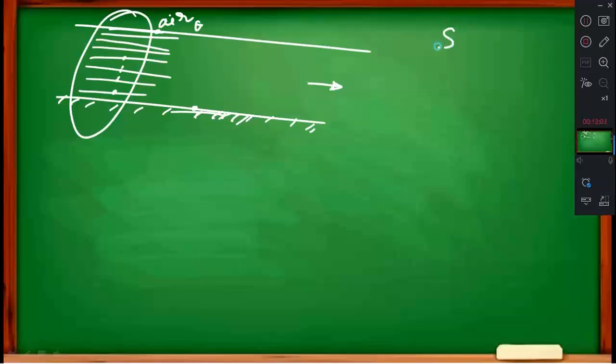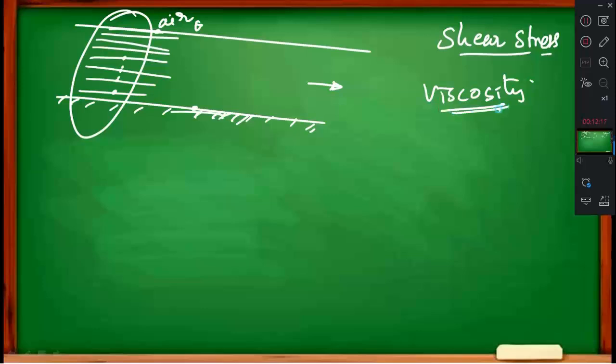That friction we sometimes call shear stress inside the fluid, or sometimes viscosity. When we call it viscosity and when shear stress, we'll see later. Viscosity means the resistance offered by the two layers. Shear stress is the stress induced between the two layers when they are moving. That is your shear stress or viscosity.